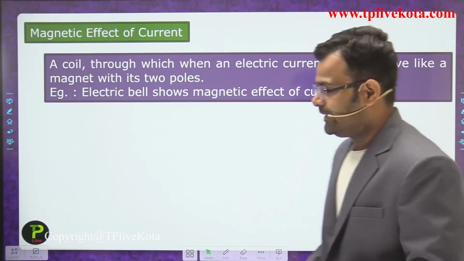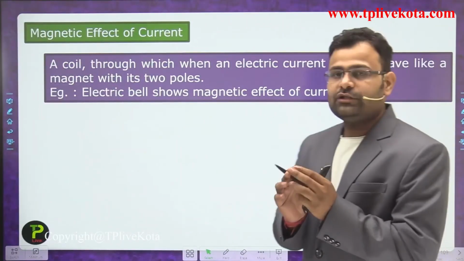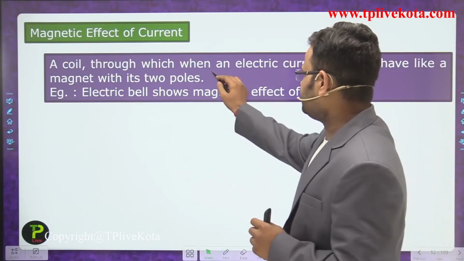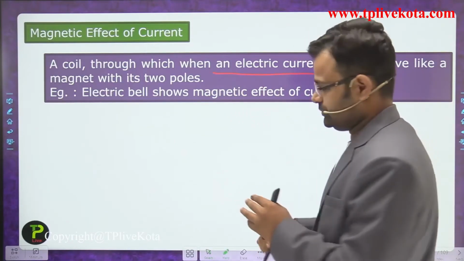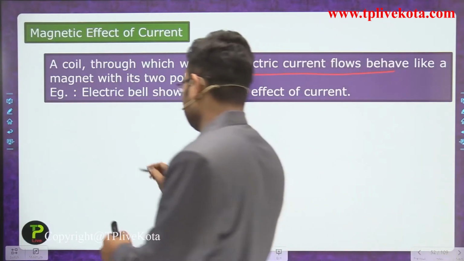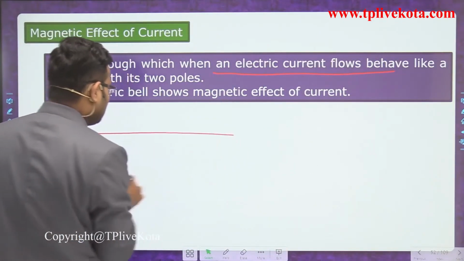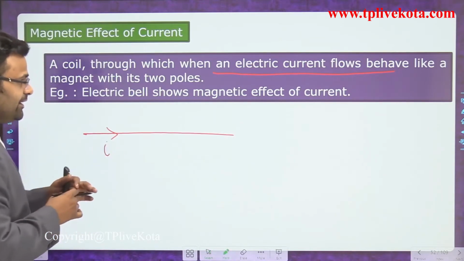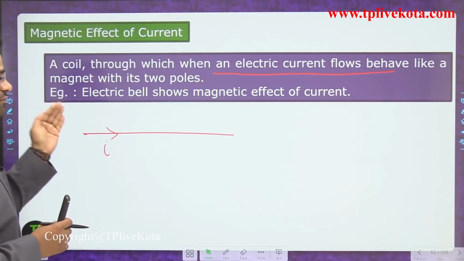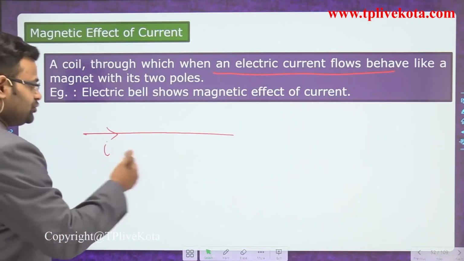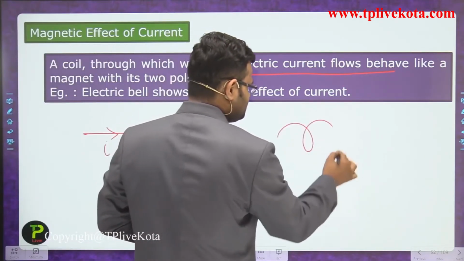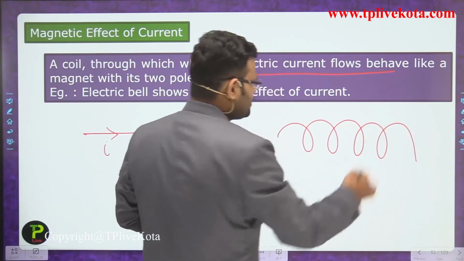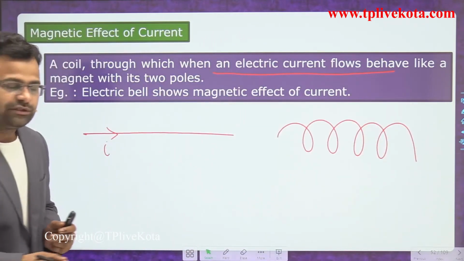The next one is the magnetic effect of electric current. What is the magnetic effect of electric current? Let's suppose we have a wire and current is flowing through that wire. So what is happening, guys? Here the word coil is used in place of wire. So what is a coil?